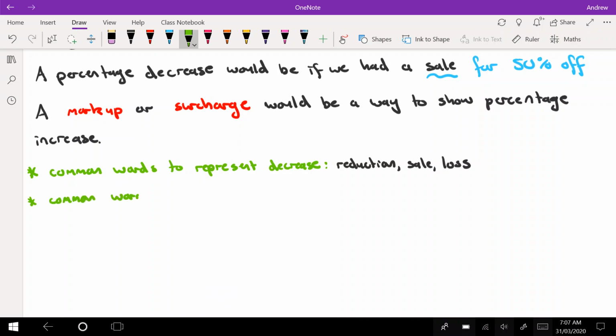Common words to represent increase. Now, not decrease anymore. Words to represent increase: markup, profit, surcharge, and words like that, which means you're paying more than what it was before, or you have more money than what you originally had.